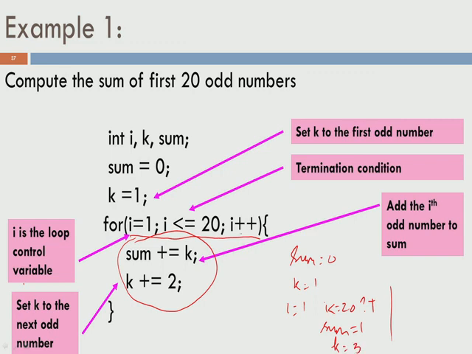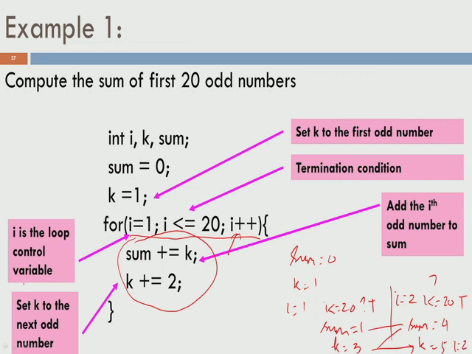At the end of it we go and evaluate expression 3, which is i plus plus, so now i becomes 2. So this is one body of the loop. At this point we again go and check, is i less than or equal to 20? It is true. So now we add sum plus equal to k, so we add 1 and 3, sum becomes 4, and k is incremented by 2, so k becomes 5, and finally at the end of this iteration i becomes 3 and so on.